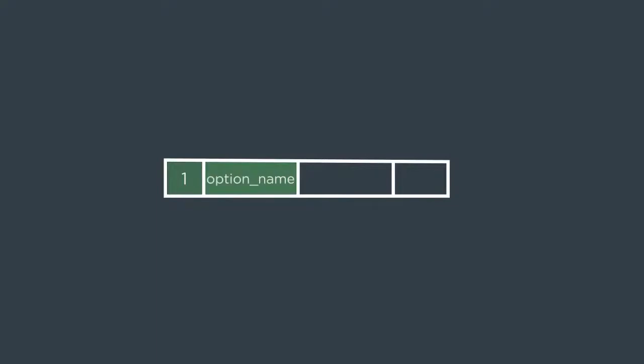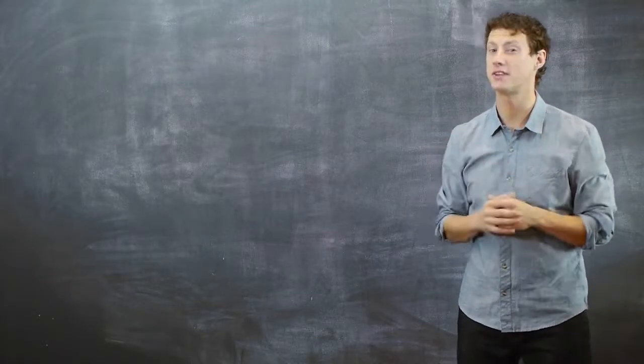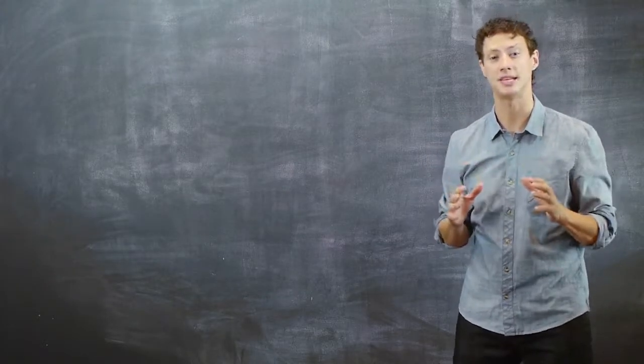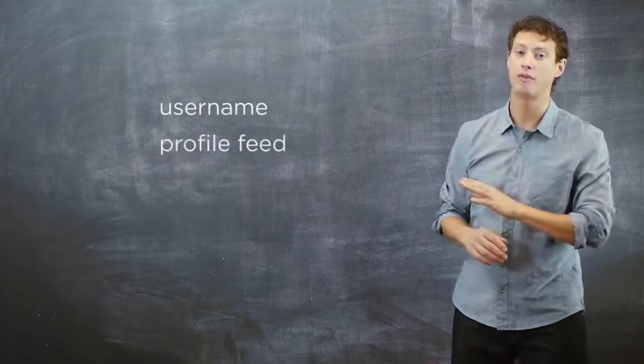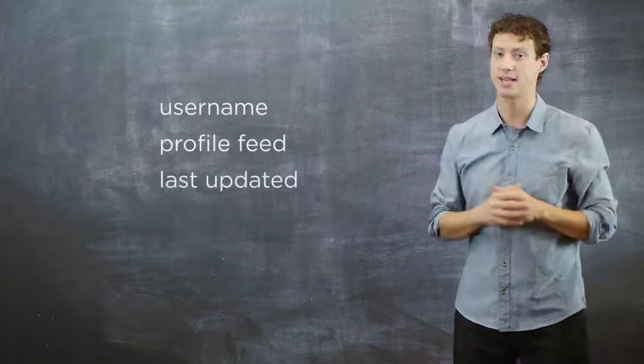The option name will take a unique name so we can easily find our specific plugin information in the database. The option value will store all of our plugin information that we want to save. The auto load field we'll leave to the default yes so that our information is available as soon as WordPress starts to run. We'll have a few pieces of information we want to store in our database, like the username, the profile feed, and the time we last updated it.